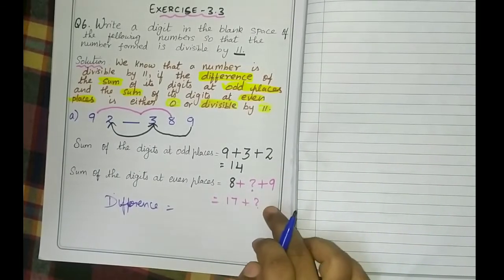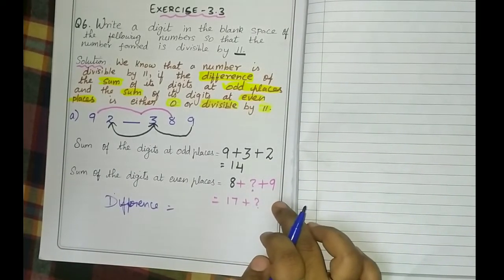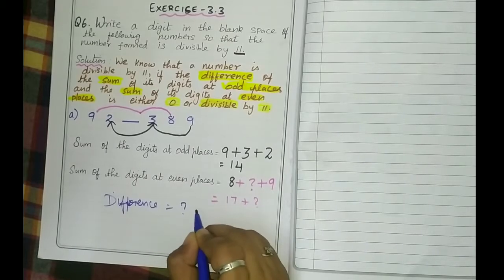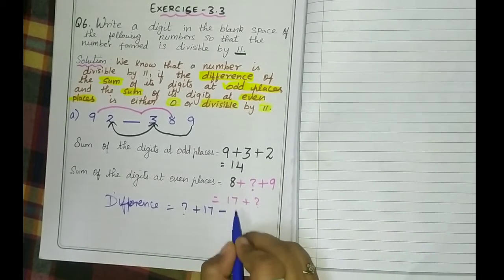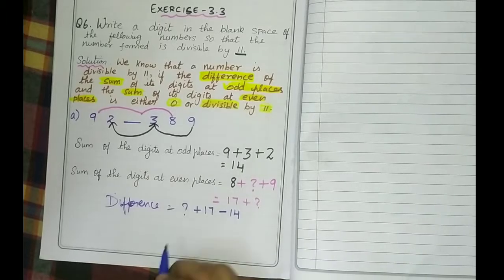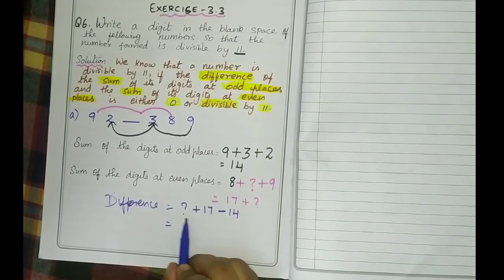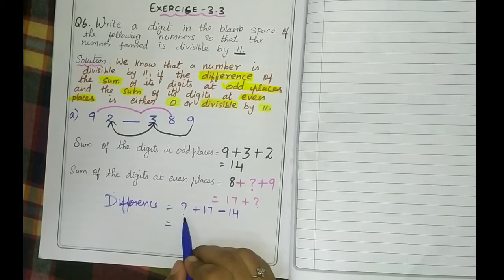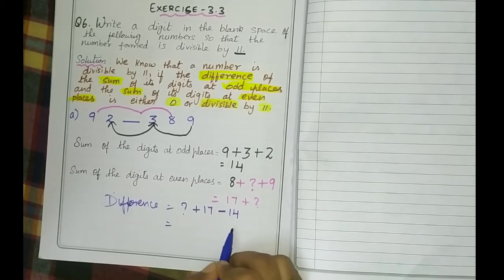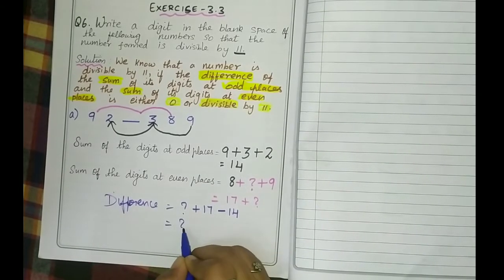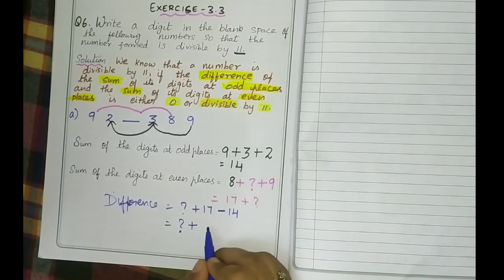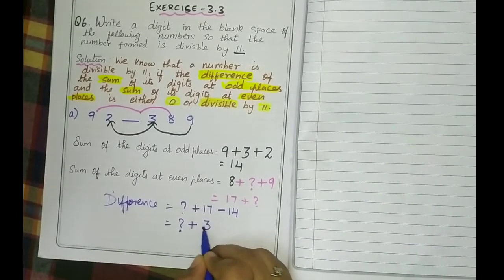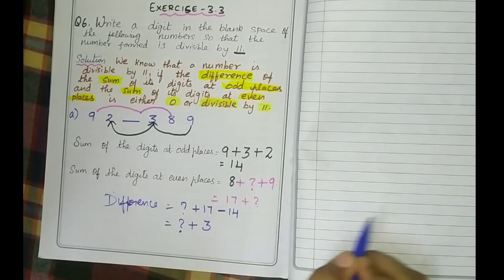So 17 plus some number will be the greater. So what has to be placed as the minuend? Minus 14. Am I clear? So I have written here: the unknown number, the required digit, plus 17 minus 14. So the unknown number plus 17 minus 14 is nothing but the unknown number plus 3. I got my difference like this.